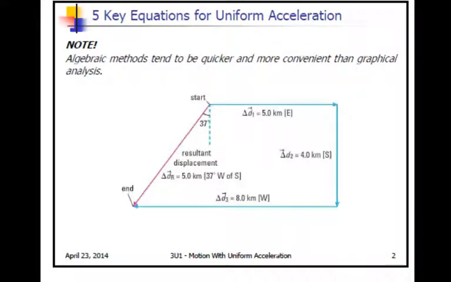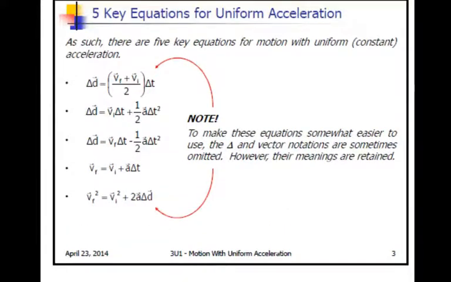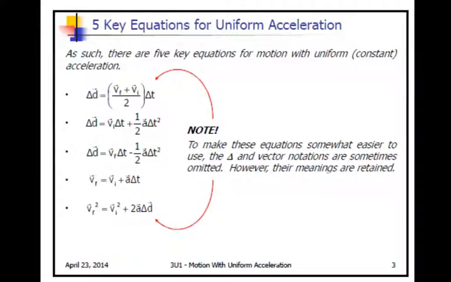So it's south 37-degree turn towards the west. We could do this graphically, but there is an algebraic way to solve this, which is a bit more convenient than doing a graphical analysis. And to do it algebraically, we would use these 5 equations of motion. They're sometimes called the Newtonian equations of motion. They all imply that a is not changing, so acceleration does not change, it's uniform, and a is a non-zero value.